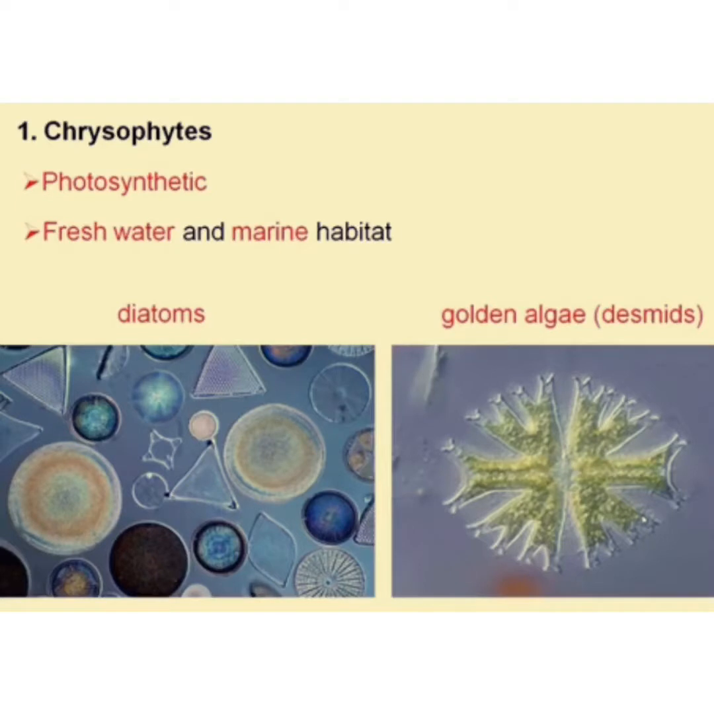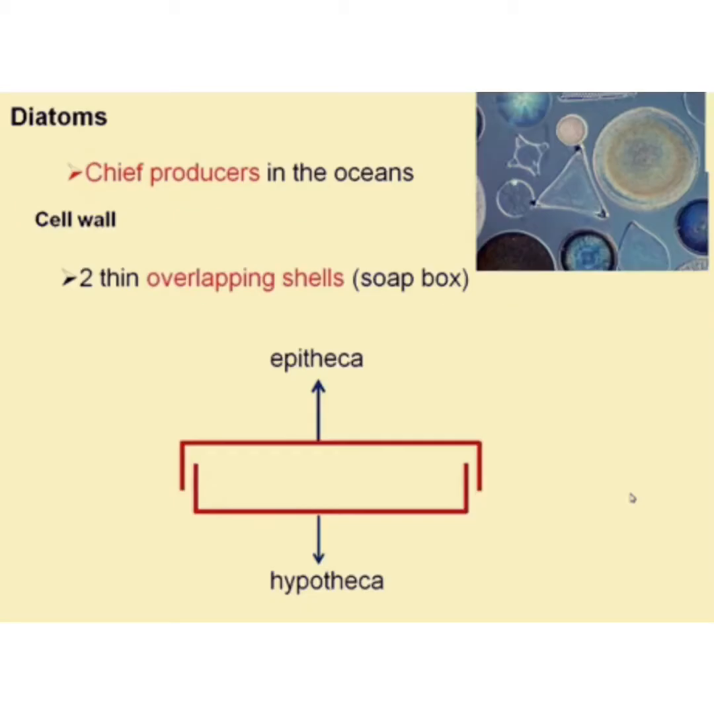All the chrysophytes are photosynthetic in nature, meaning they prepare their own food because they have chlorophyll pigment in them. They may live in freshwater or they may have a marine habitat. Examples are diatoms and golden algae, which are known as desmids. Now diatoms. Diatoms are the chief producers in the ocean.